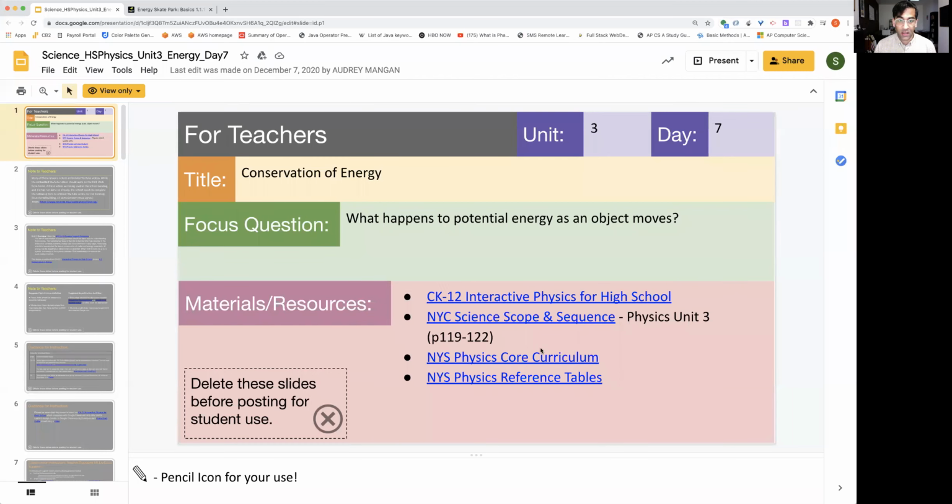We're going to take a journey into energy, specifically the conservation of energy, which means that it's conserved, but it's not always present in the same form. So we want to know specifically what happens to potential energy as an object moves, all right?